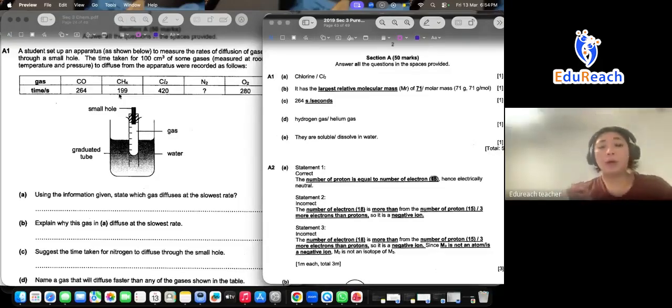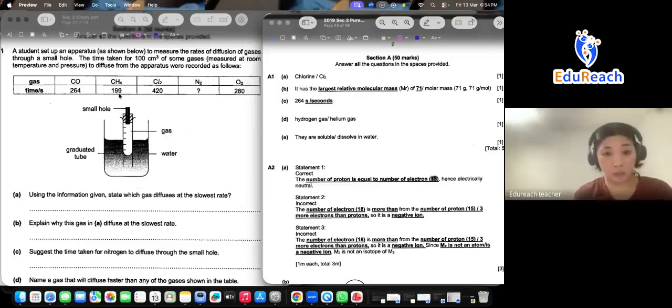Now, what will affect the rate of diffusion of substances? The size of the particle, right? Or the mass of the particle. What else? Concentration gradient. What else? Temperature. All these things can affect the rate of diffusion of substances.